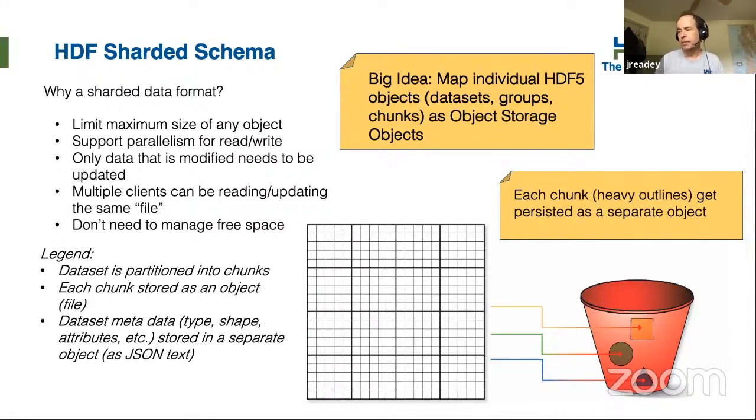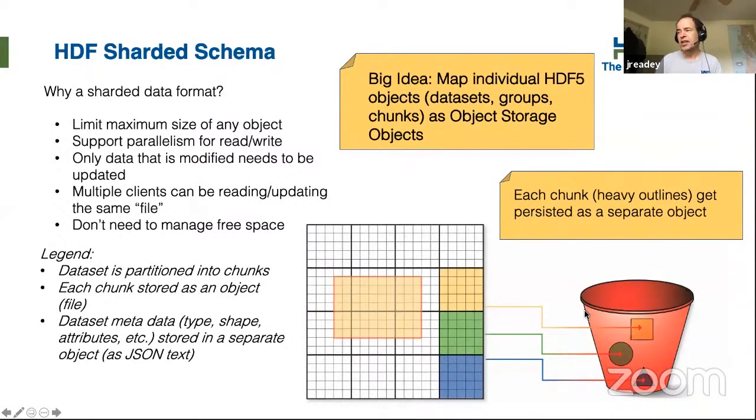In this diagram, we represent a dataset, and the heavy lines show the chunk boundaries. What we're showing here is that each chunk gets stored as a different object in our storage system. There's a complication here in that when, say, I want to read this yellow rectangle, I need to read, in this case, 6 different objects and pull out the pieces from each of those objects that I need for my actual selection.